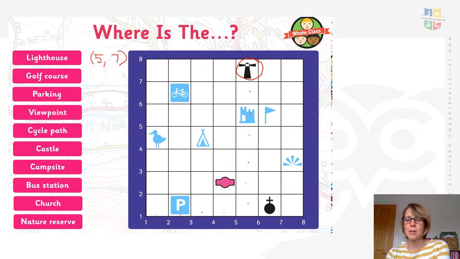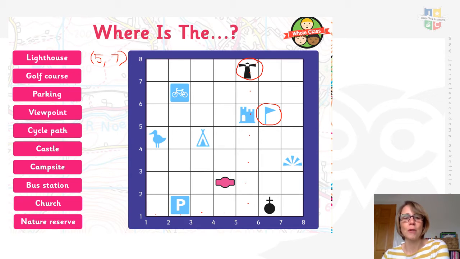A bit different to our maths, because in maths we'll be looking actually at the number location being on the grid line, but here in map work we're looking at in the square, which is really important too. I'll do one more with you, and that is the golf course, and that is the flag here. So maybe you can just see now what is the coordinate for the golf course.